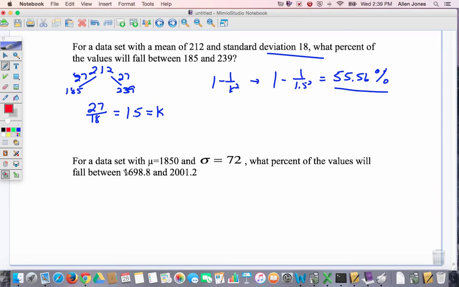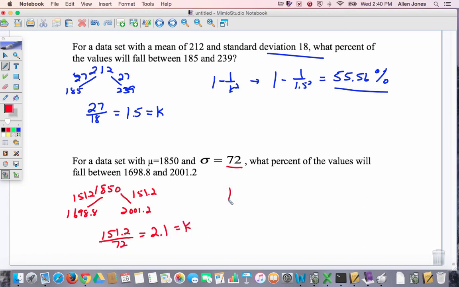We'll see that a second time here for a data set with a mean of 1850 and a standard deviation of 72. What percent of the values will fall between 1698.8 and 2001.2? I'm going to set up the same little tree diagram. 1698.8, 2001.2. If I find the distance from here to here, it's 151.2, and from here to here is also 151.2. We want to convert that distance over to a number of standard deviations, so I'll take that 151.2 and divide it by my standard deviation, which you can see up here is 72. That tells me it is 2.1 standard deviations away.